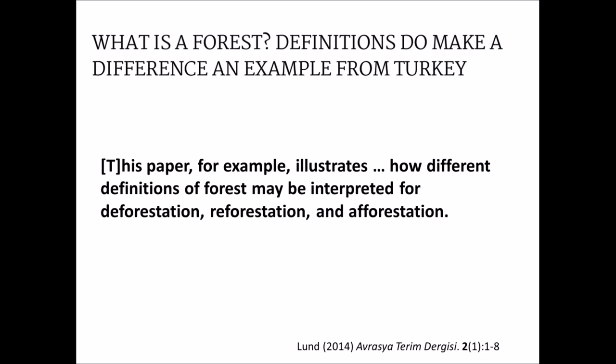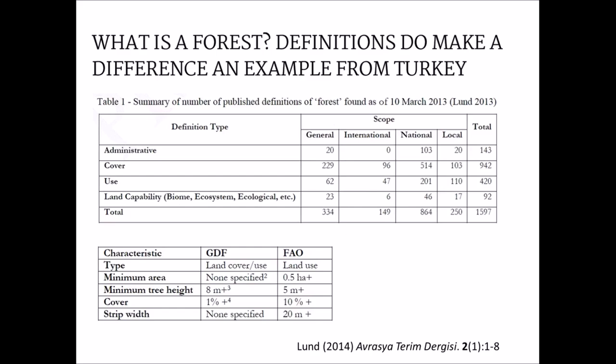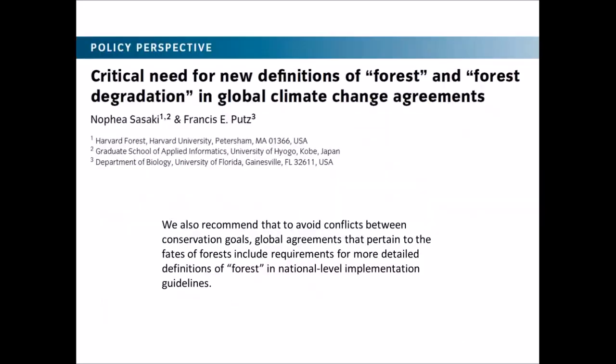An example from work by Lund is exploring the various definitions that come out when people talk about forests. His work has been mapping them, and they're differentiated by things like administrative features, the coverage intensity, how that land is used, etc. And at the bottom right of that table, you'll see that there are over 1,500 definitions of forest that are used in his work in 2013. There are probably much more by now.